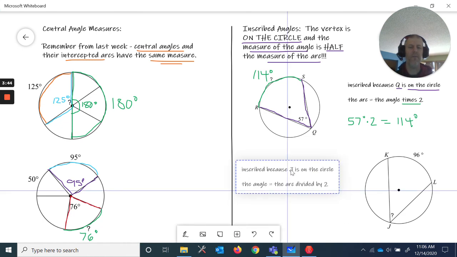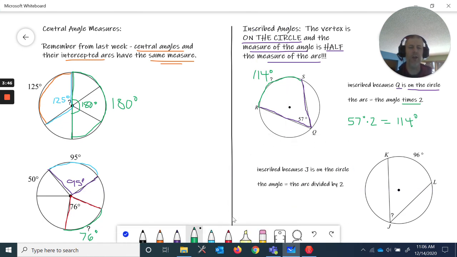On the other hand, let's look at this example where I've got inscribed angle KJL because J is on the circle. And in this one, I know the arc measure is 96 degrees. So what that means is to find the angle, I'm going to take the arc and divide by 2. So I'll take 96 degrees divided by 2. And that's going to give me 48 degrees. So half of 96 is 48. So that means this angle down here is 48 degrees.